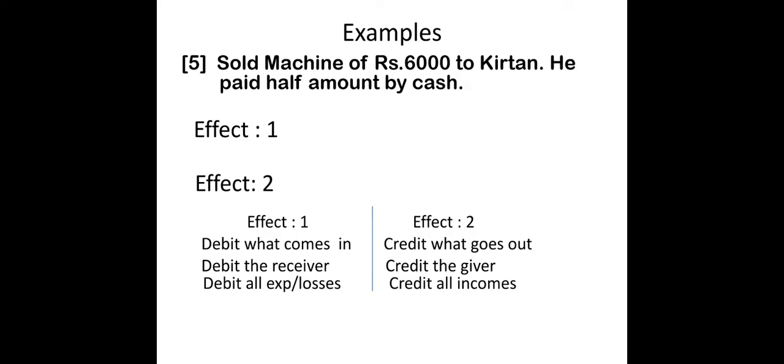And now, fifth transaction, sold machines to Kirtan. Okay, we are selling machine to Kirtan. The price of machine is 6,000, student. Okay, but he is paying only half amount, student. He paid half amount by cash, means 3,000 he is paying by cash. But student, no mention about remaining 3,000. Okay, if you think nothing is specified that what happened to remaining 3,000, are we receiving it or not?